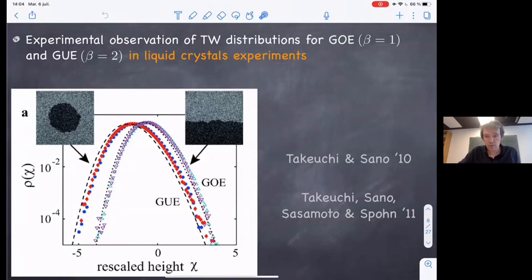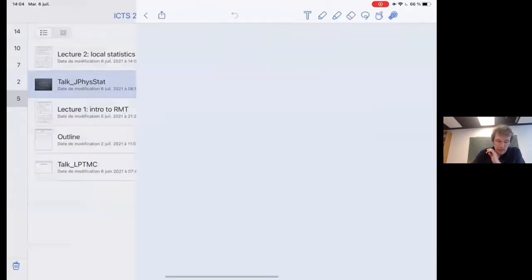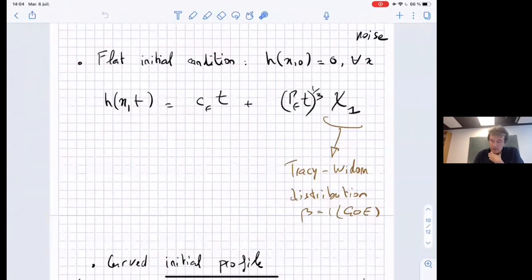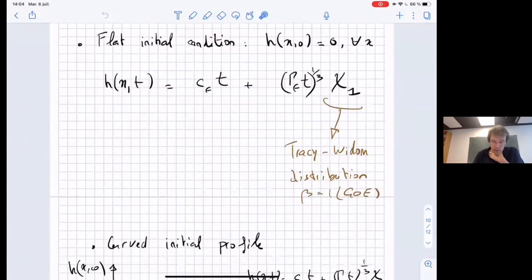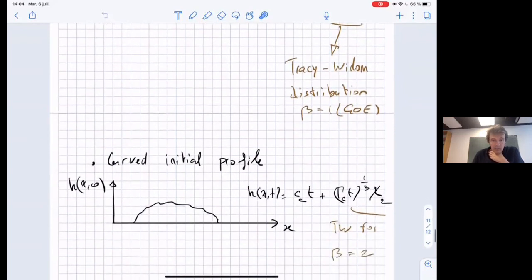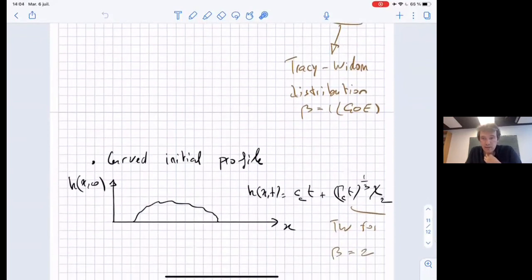I'm sure many of you who are here have contributed to the subject. But that was just to make this one connection, if you want, between random matrices and, in particular, the fluctuations of the largest eigenvalue, Tracy-Widom distributions, and many other problems of physics. So we will come back to that.